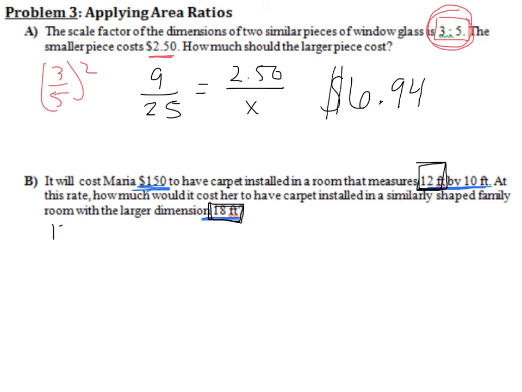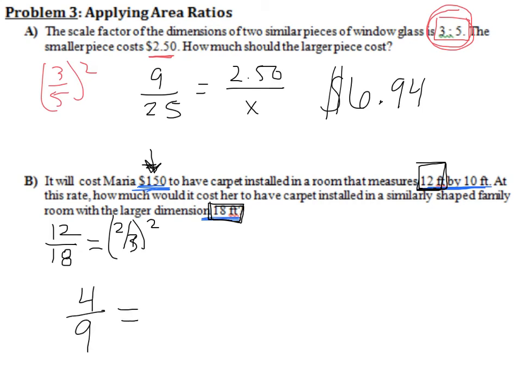So when I compare my small room to my large room, this is my perimeter ratio. So if I reduce that, both can be reduced by 6. So that's my perimeter ratio. Now this is just like the previous problem. I have to do 2/3 squared to figure out my area ratio, which would be 4/9.